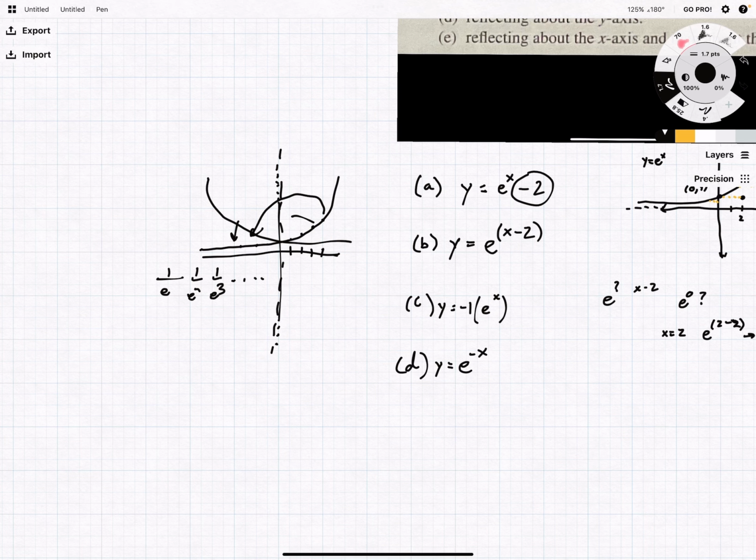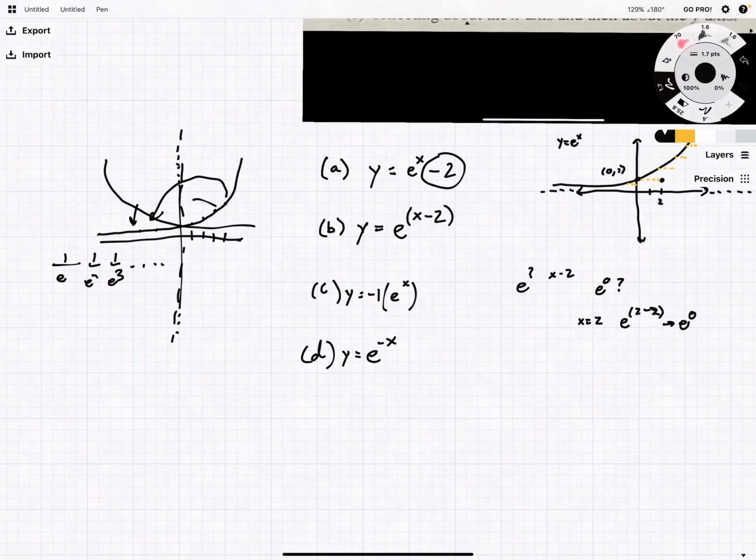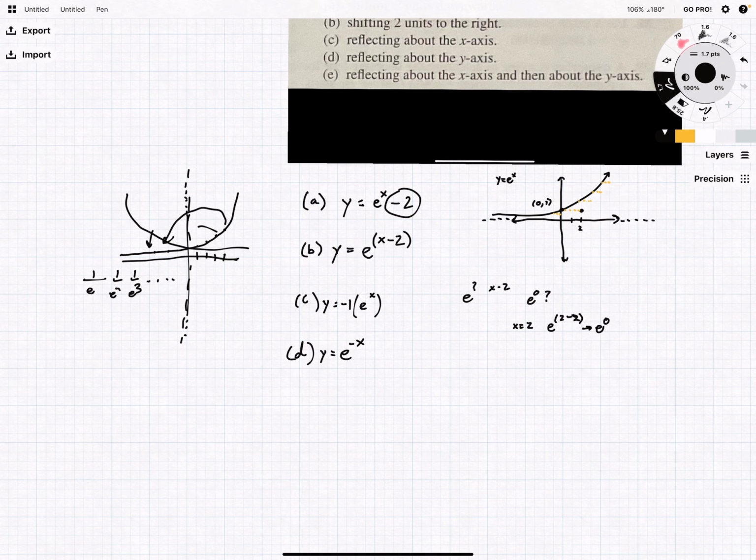Okay, so then we can combine those two. It says reflect about the x-axis and then the y-axis. Luckily, order doesn't matter, so there's not some weird special trick we have to do. So we would just have y equals -1 times e to the negative x. And that's everything. That's going to be it for problem number 17.